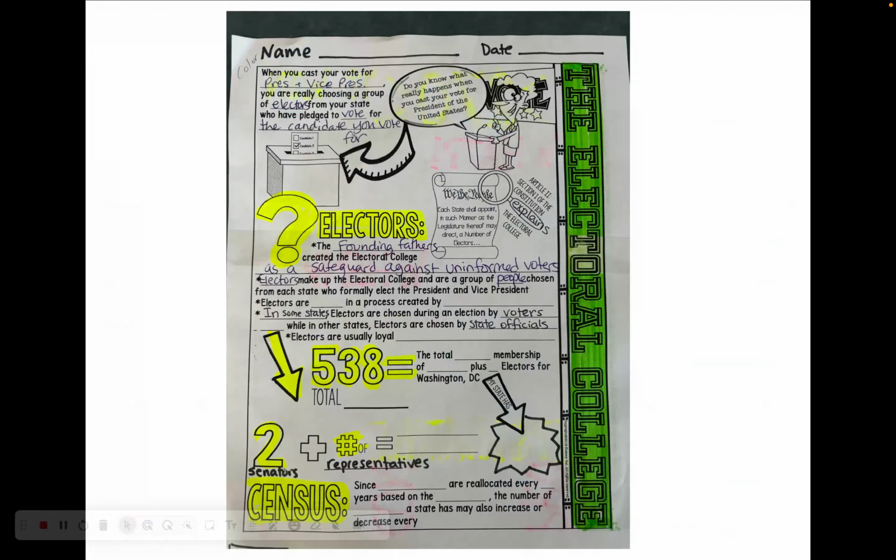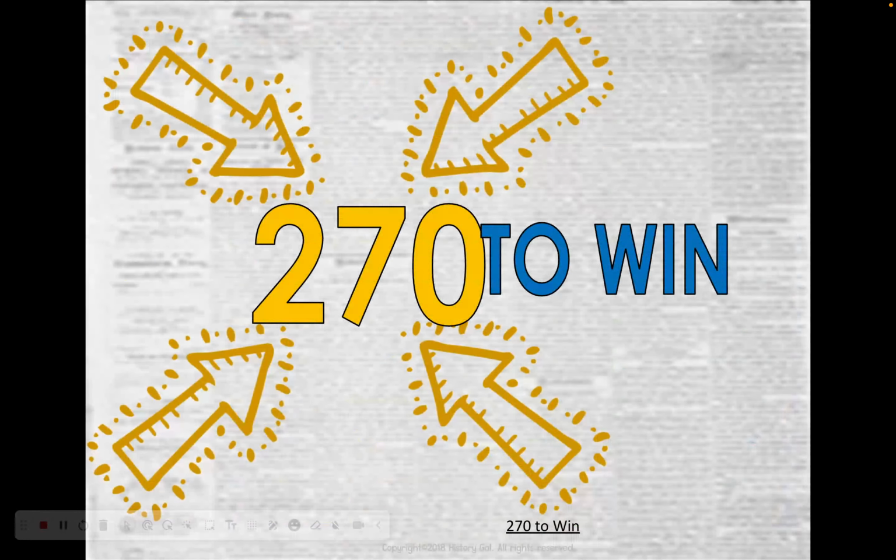All right, so this slide shows different parts to highlight of the notes. A candidate needs 270 Electoral College votes to win. That is the magic number, 270.